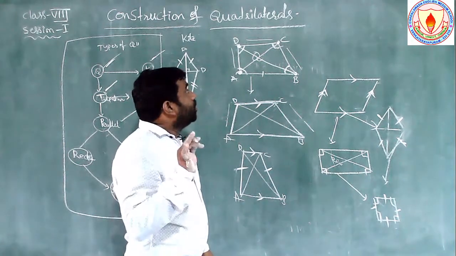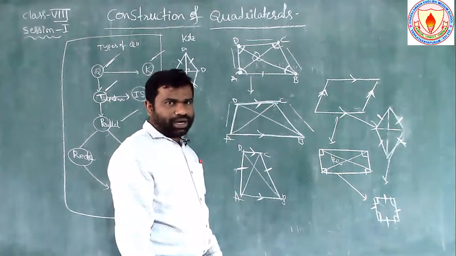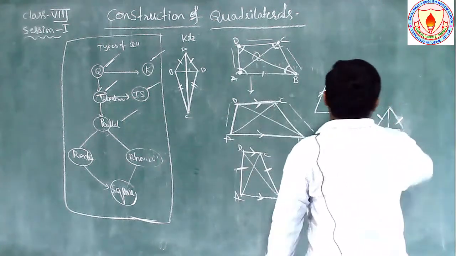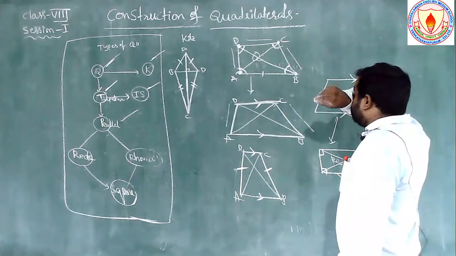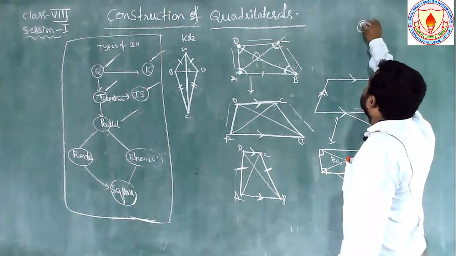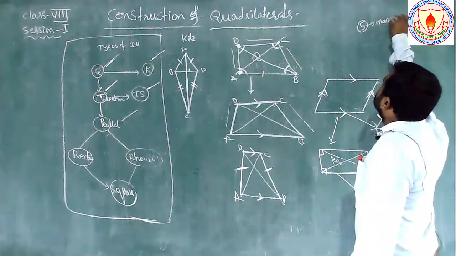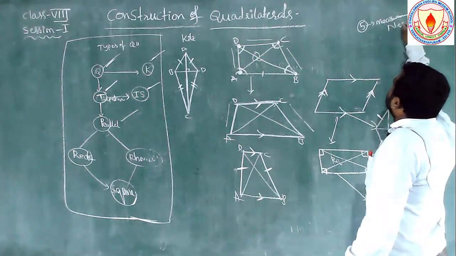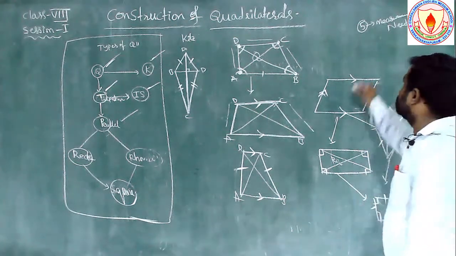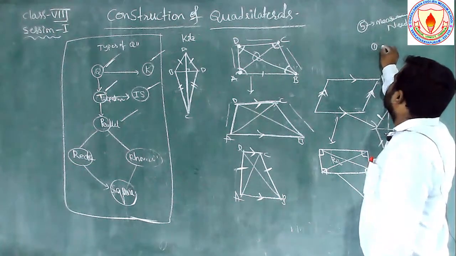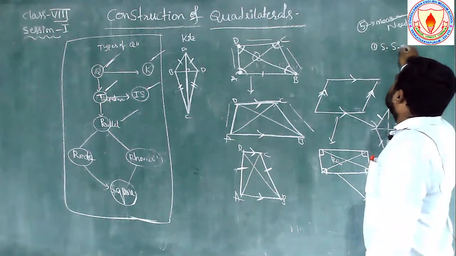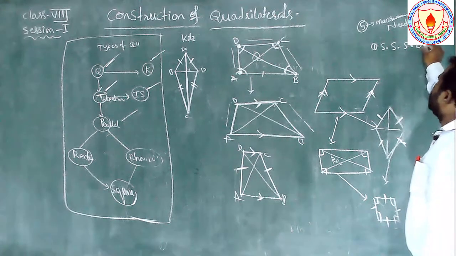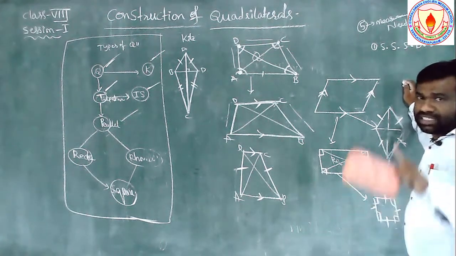To construct a quadrilateral, very important, generally 5 measurements are needed. Which are those? First one: 3 sides will be given and 2 diagonals will be given. That is one condition.